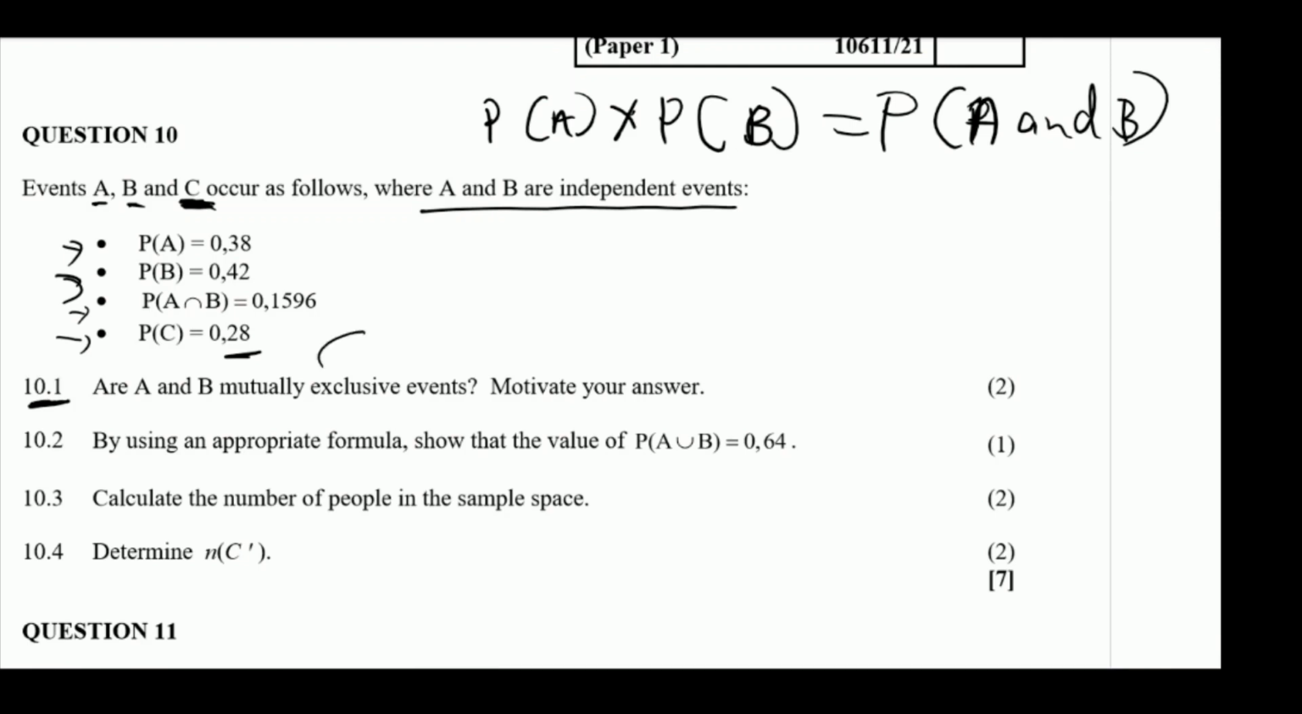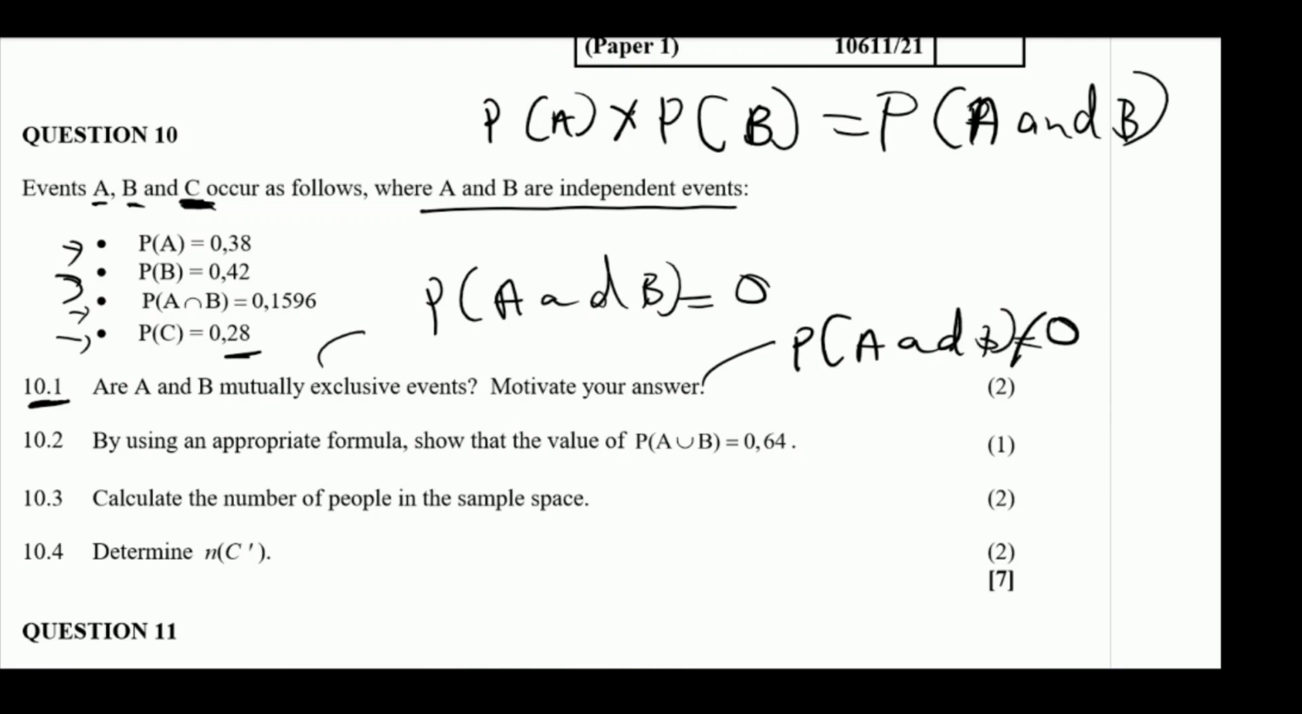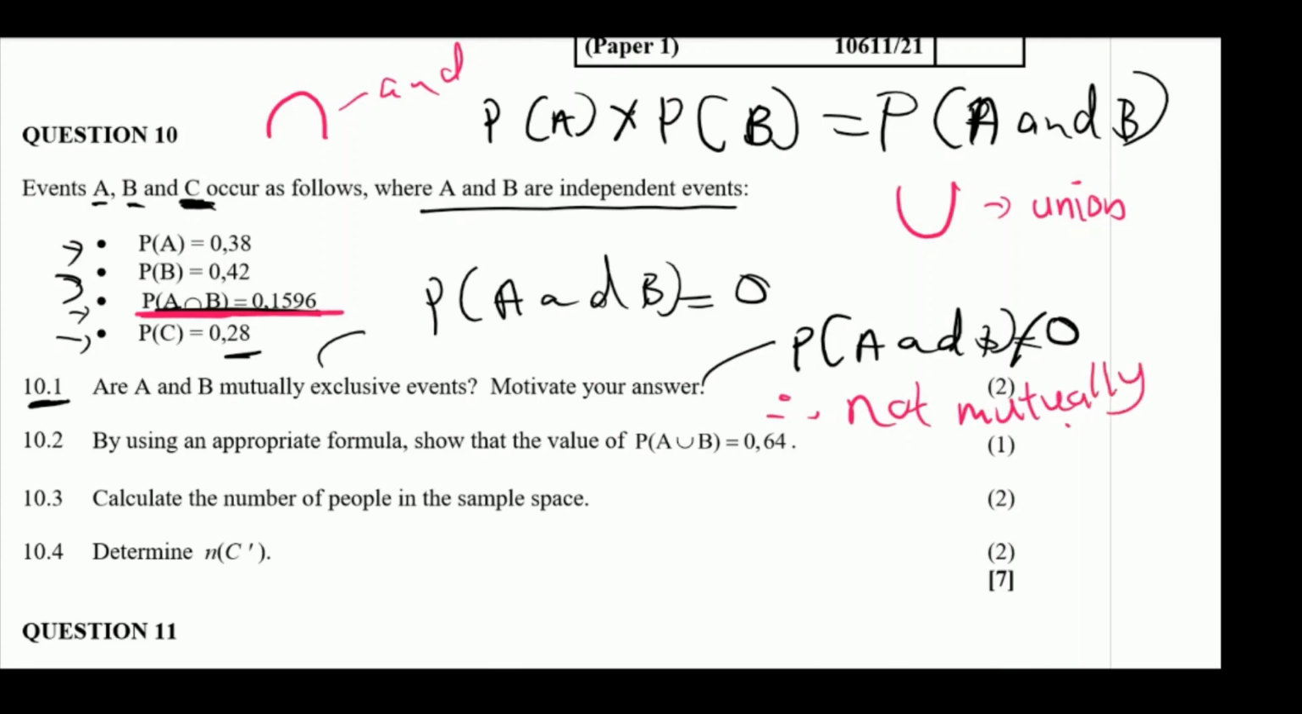Mutually exclusive events have an intersection of A and B equal to 0. So here you really don't have to do much. You can simply say since the probability of A and B is not equal to 0. Why am I saying it's not equal to 0? There it is, we already have the intersection, the probability of A and B. If you have this symbol, it means "and" in probability. If you have this one, it means union. So we already have the probability of A and B, and it's 0.1596. Because it's not equal to 0, they are therefore not mutually exclusive.